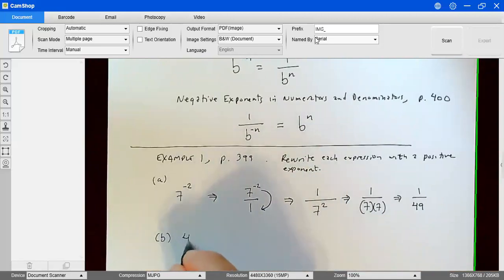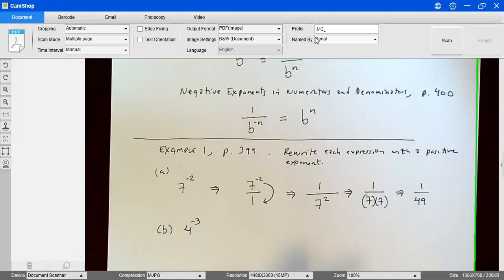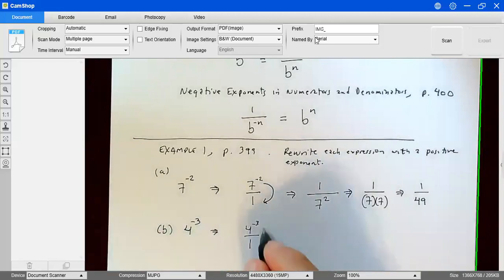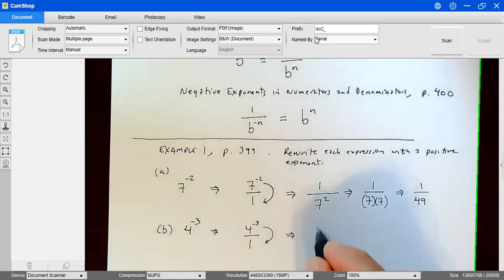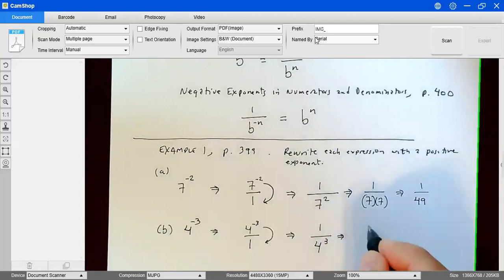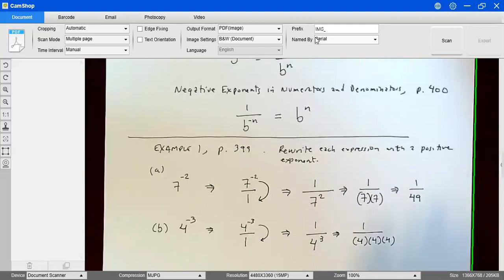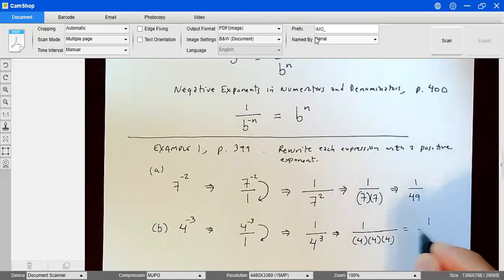We have 4 to the negative 3. Again, we need to see that this 4 to the negative 3 is in the numerator of a fraction. Then we're going to move it to the denominator to switch the sign of the exponent. So now it's going to be 4 to the cube. And then we finish by rewriting the exponential expression as a multiplication. So remember, this is the base. The base multiplies itself 3 times because 3 is the exponent. And finally, we just use a calculator to find the final answer.